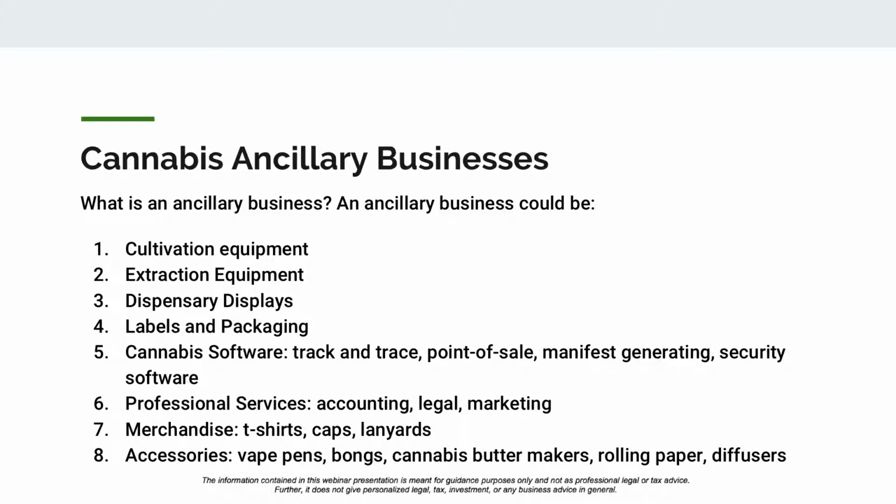There's a lot of cannabis software companies out there, right? Track and trace, point of sale, security software, right? There's a lot of professional services, right? Accounting, legal, marketing, and kind of the stuff that we do, right? A lot of merchandising companies, a lot of accessory companies, right? Vape pens, bongs, cannabis butter makers, rolling paper diffusers.